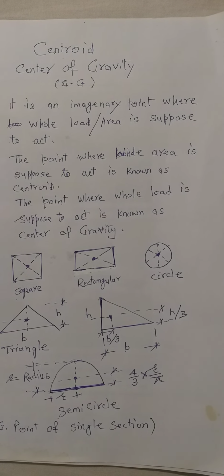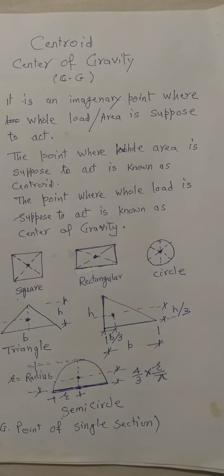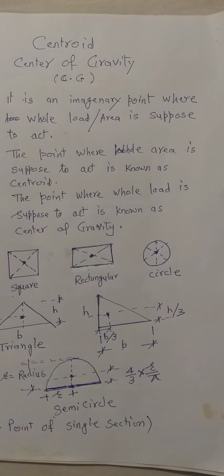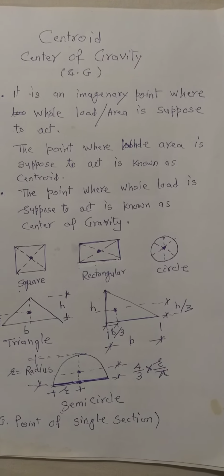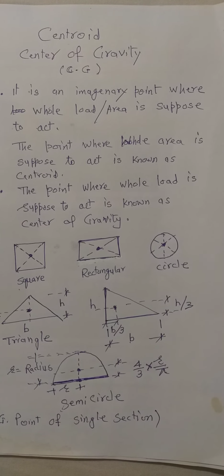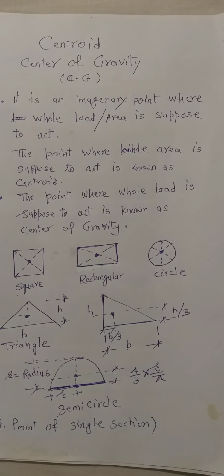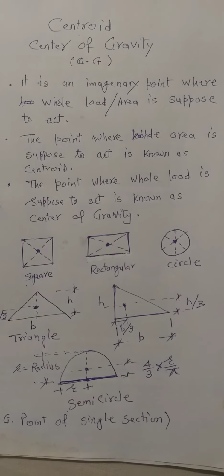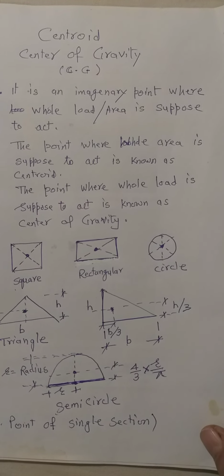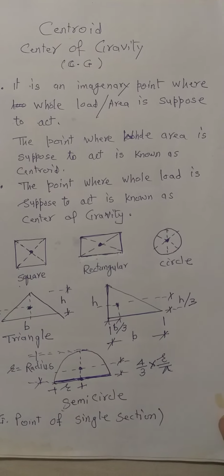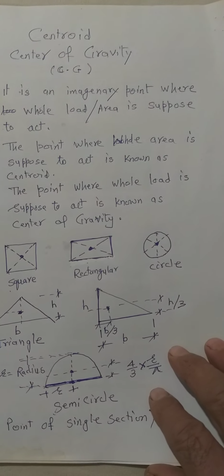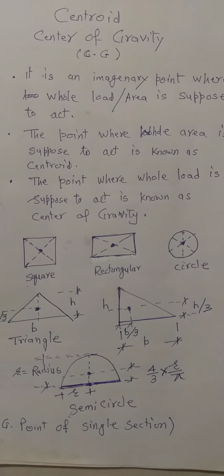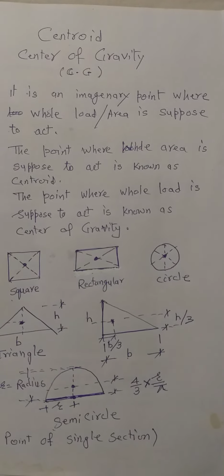There is a difference between the centroid and the center of gravity. When it is two dimensional, that is only area, then that point of center is known as centroid. When we are talking about the three dimension, that is L, B and D or T, with mass or weight, then we call this the center of gravity. But for all practical purposes, we say that centroid is equal to center of gravity. But basically, we must clearly understand the difference between the centroid and the center of gravity.